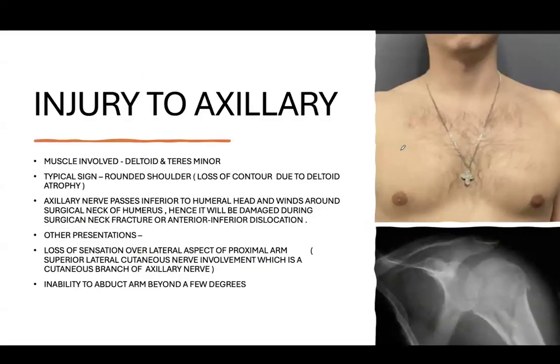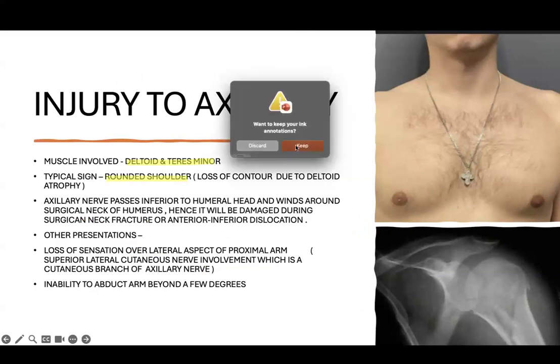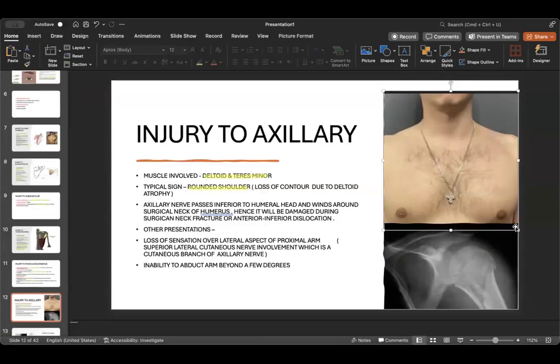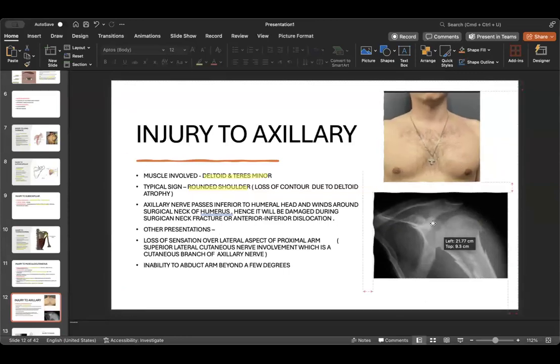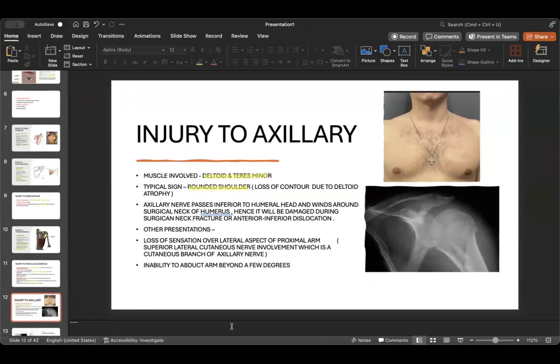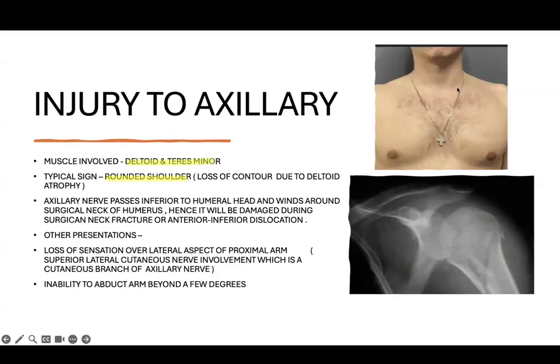Now we have injury to the axillary nerve, and the muscles involved would be the deltoid and the teres minor, but really you need to focus on the deltoid. So the typical sign is going to be around the shoulder, and this photo, unfortunately, has been cropped. Let me try and fix it. Okay. So you can't really see it, but I'll draw it for you, so don't worry.